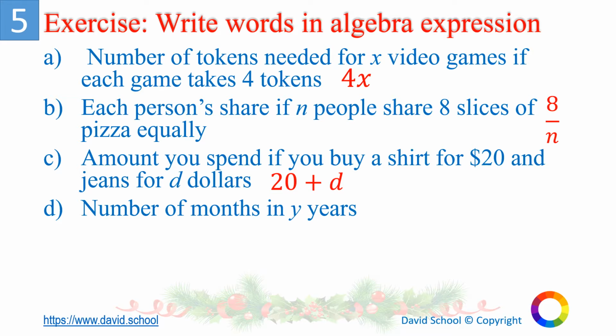Number of months in y years. Number of months in 1 year is 12 months. Number of months in 2 years is 12 times 2. Number of months in y years would be 12 times y.